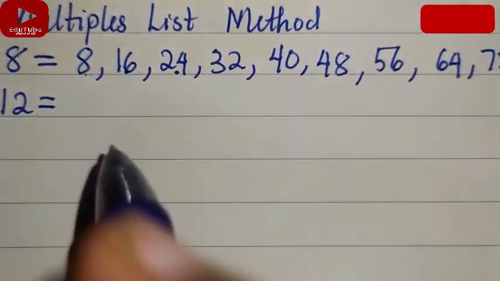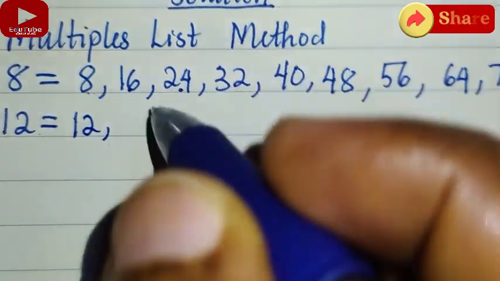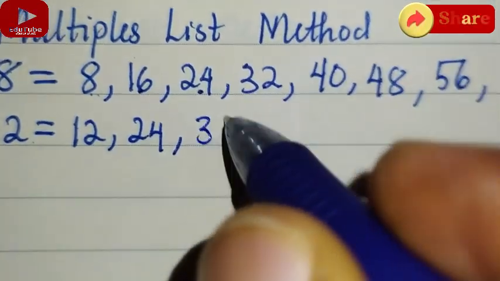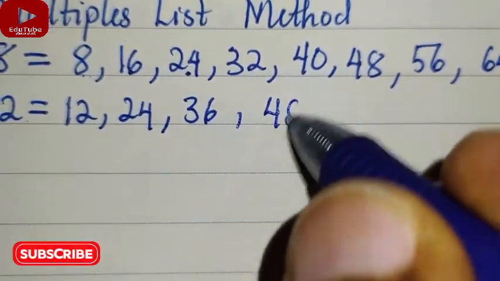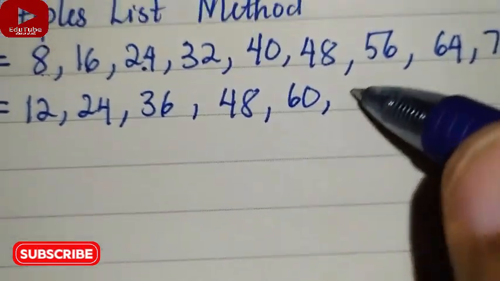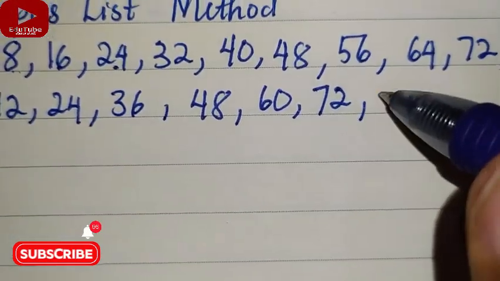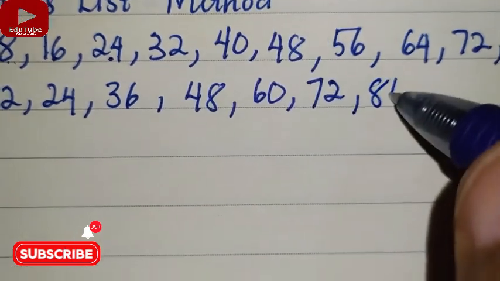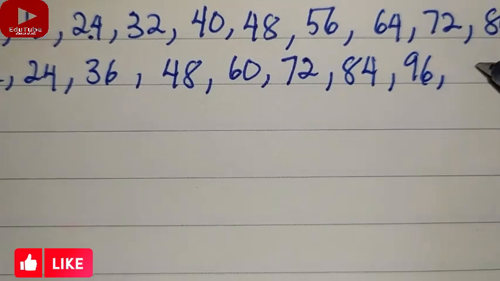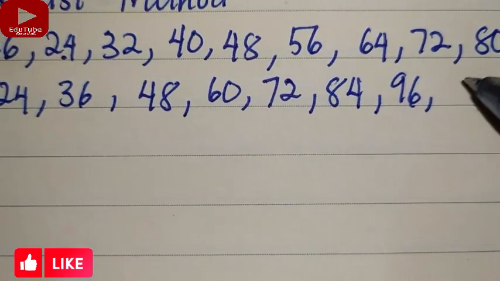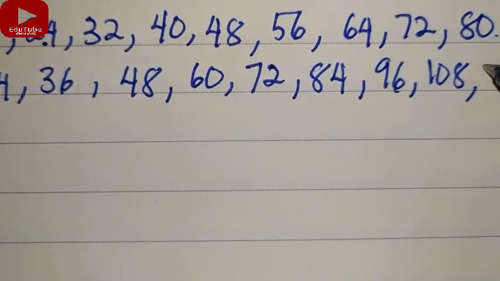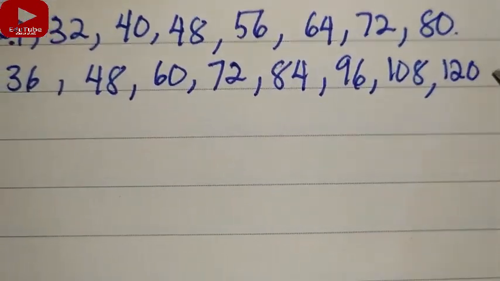Then for 12, as we said, 12 times 1 is 12, 12 times 2 is 24, 12 times 3 is 36, 12 times 4 is 48, 12 times 5 is 60, 12 times 6 is 72, 12 times 7 is 84, 12 times 8 is 96, 12 times 9 is 108, and 12 times 10 is 120. So I'm going to stop here.